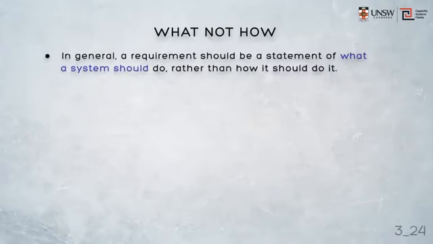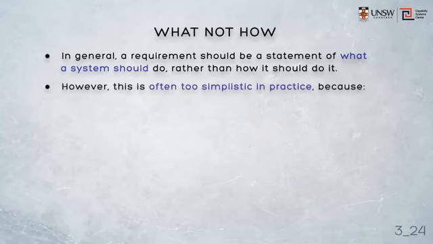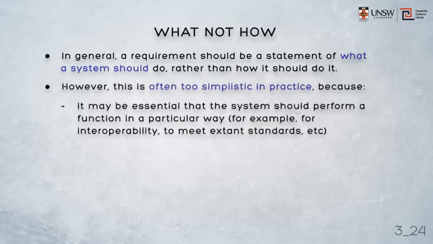In general, it's true, particularly at the system level, that a requirement should be a statement of what, not how. That is, it should say what the system should do rather than how it should do it and force any particular design on a low-level designer. However, this is often too simplistic in practice because it may well be essential the system does a particular thing in a particular way, to be interoperable, for example, with another system or to meet some particular standard.